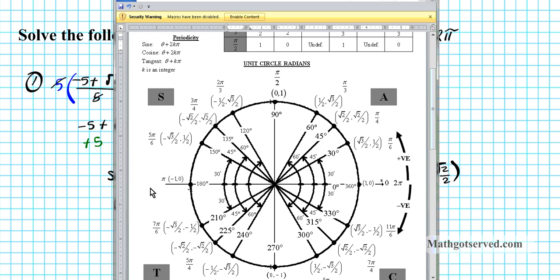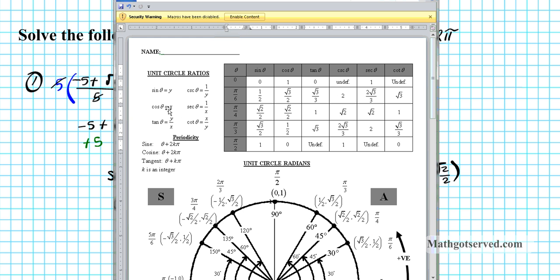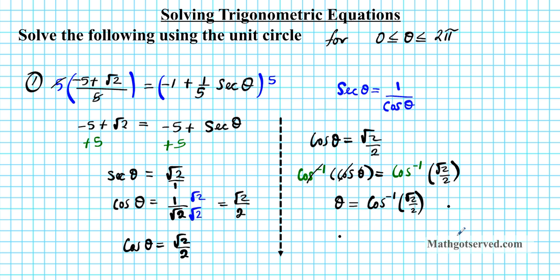Cosine is the x-coordinate. Okay, cosine theta is the x-coordinate. So in this equation right here, this is asking us what x-coordinate on the unit circle has the value of root 2 over 2. So what x-coordinate is equal to root 2 over 2? Let's write that on the side. What x-coordinate is root 2 over 2? Since we recall that cosine theta is the x-coordinate.